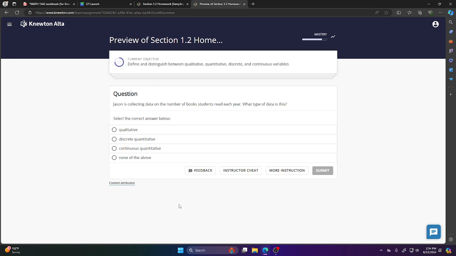So, collecting data. Number of books student read each year. What type of data? Number of books. Discrete, because you can count them on your finger, right? You either read the whole book or you didn't, right? 1, 2, 3, 4, 5 books. There it is. Done. Discrete.